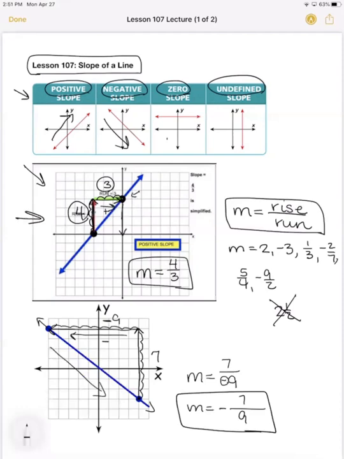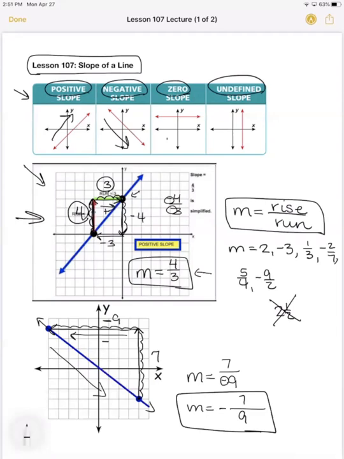I can run down and then run to the left here. If I run down, I'm going to be going in the negative direction, down 4, and then I ran -3. Well, that is a slope of -4 over -3. That still gives me a negative divided by negative. I still get a slope of +4/3.